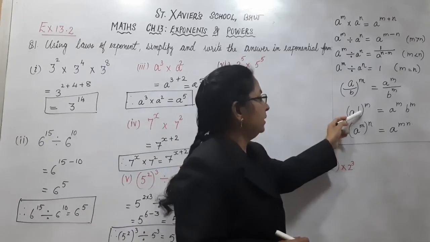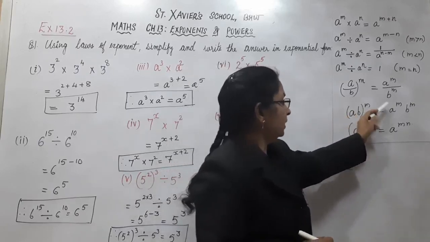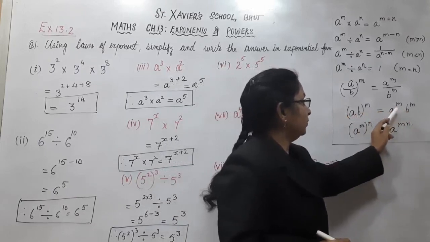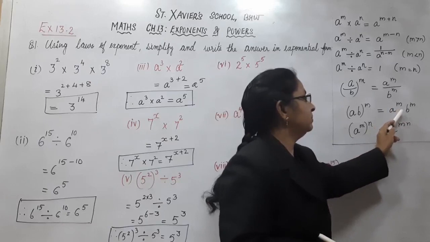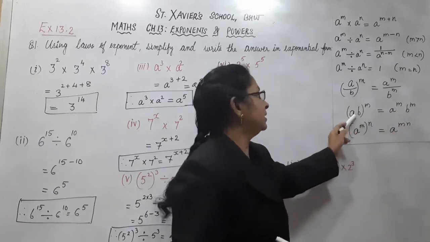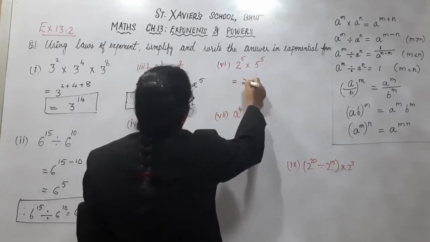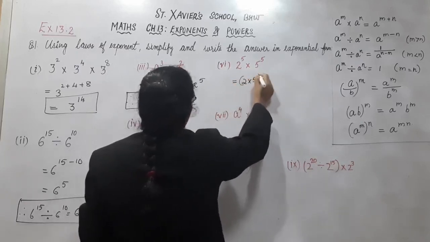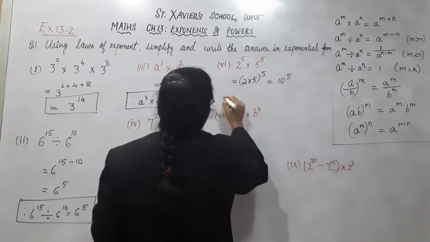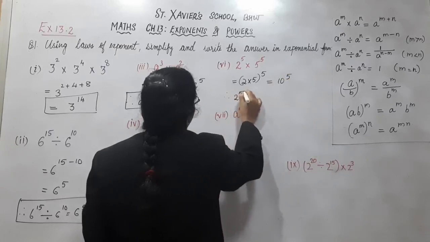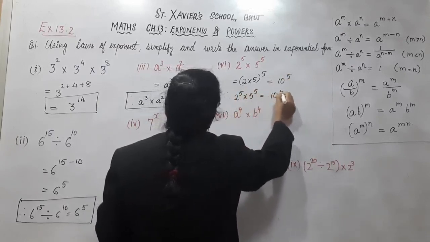(ab) all raised to m is equal to, here m is common, a raised to m into b raised to m. Here power is same but bases are different. So then we will multiply the bases. Is equal to (2 into 5) all raised to 5. That is equal to 10 raised to 5. Therefore 2 raised to 5 into 5 raised to 5 is equal to 10 raised to 5.